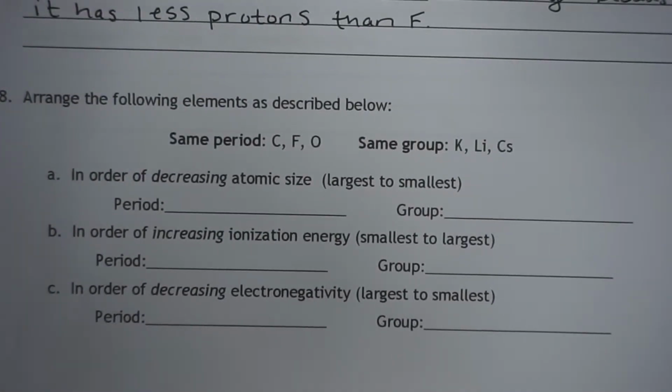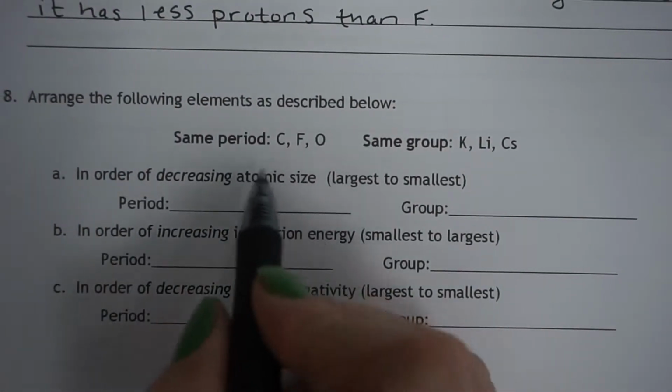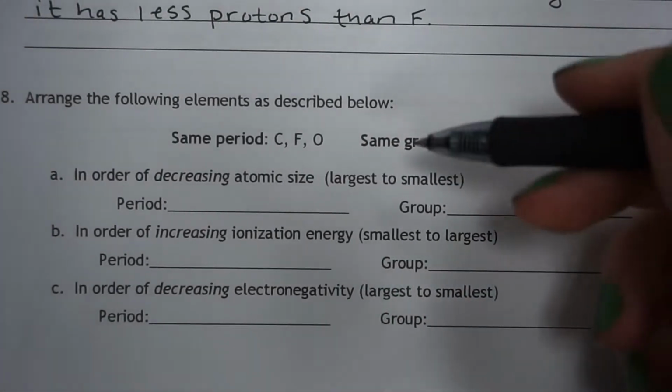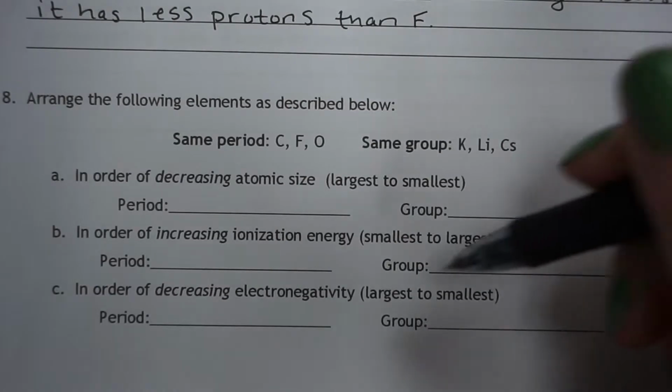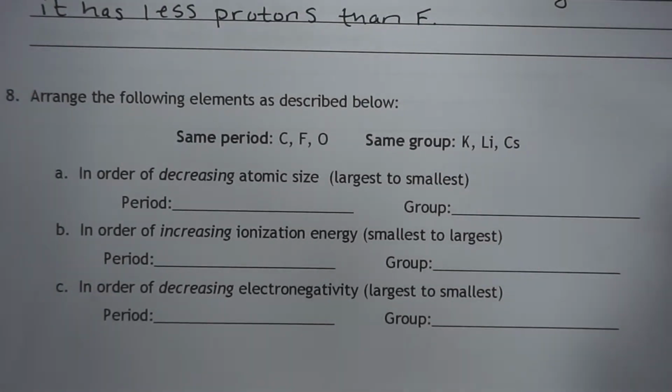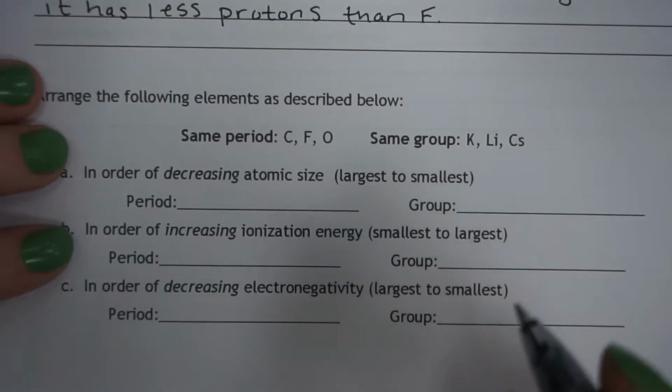Now it says, arrange the following elements as described below, in the same period or group. Most of this test is literally you arranging atoms in periods and groups from smallest to largest or largest to smallest: electronegativity, ionization energy, atomic size, ion size. Just make sure you know these trends. These trends are what's going to trip you up on the test. If you don't get tripped up, you may make a perfect 100.